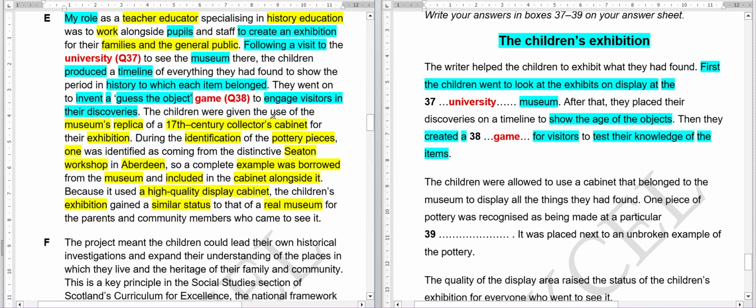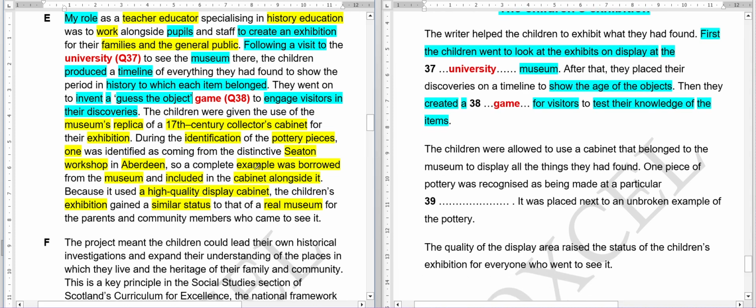So why will visitors be engaged? Because they are, to test their knowledge. Guess the object. So if I am saying, can you guess this particular object, or can you guess who this person is? What I am trying to do is test your knowledge. I hope it is clear.